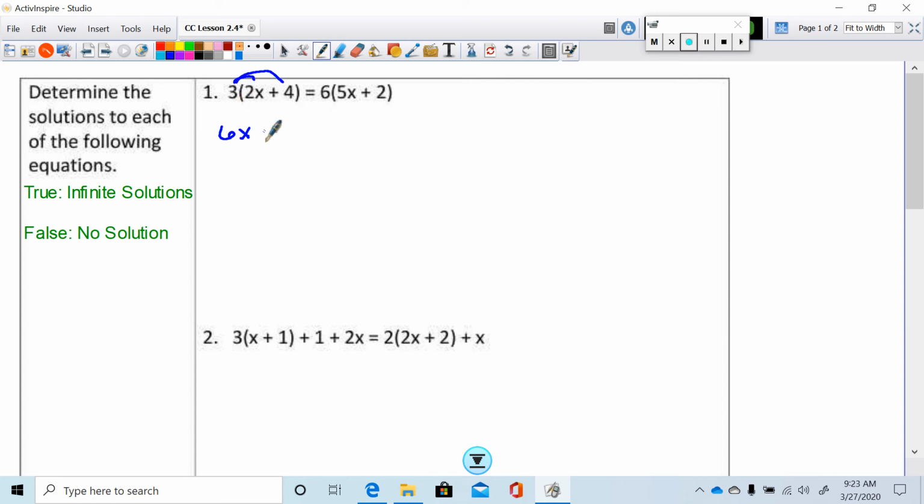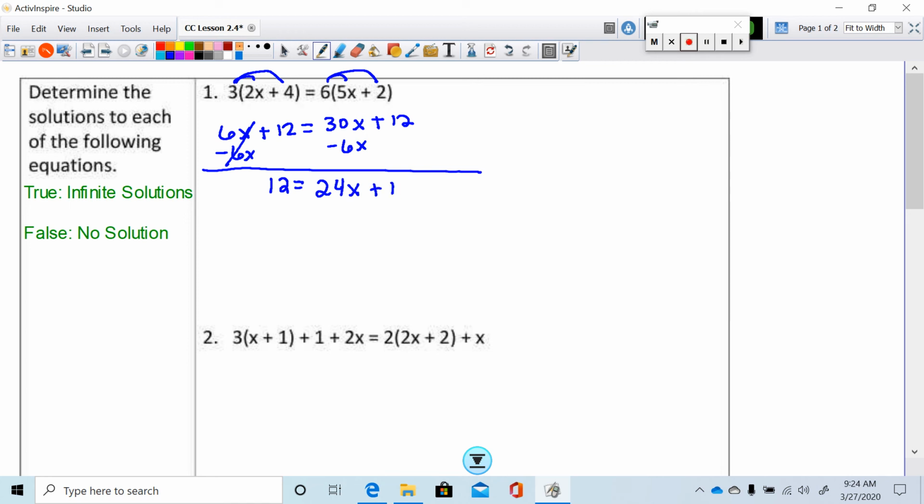And 3 times 4 is a positive 12, equals 6 times 5x, which is 30x. And 6 times 2 is a positive 12. You want to get the x's together. You're going to move the smallest one, so the opposite of positive 6x is negative 6x. So I'm going to subtract 6x from both sides. Opposites cancel. 12 equals 30 take away 6, which is 24x plus 12.